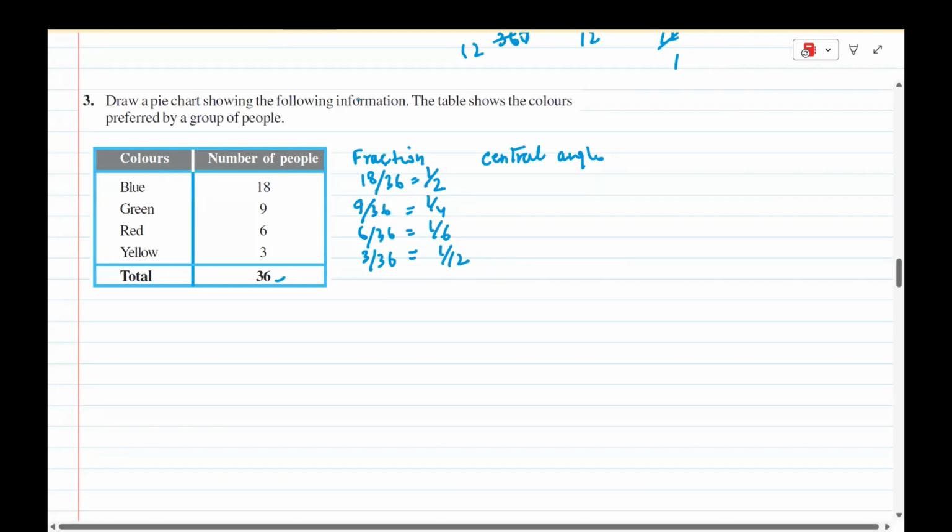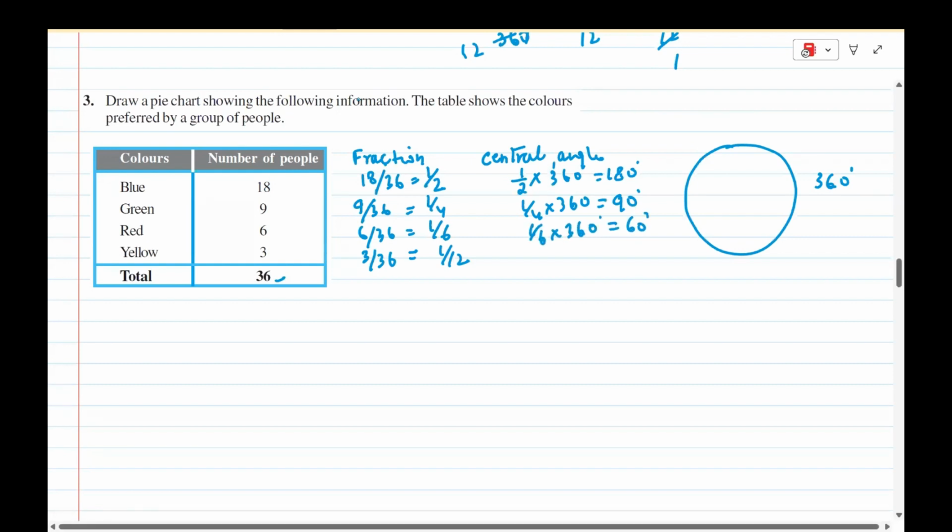Central angle, as I said, for a circle, the total angle is 360 degree. So we have to use this as a whole. So 1/2 of 360 degree, which is 2 ones are 2, 2 eights are 16, 180 degree. Then 1/4 of 360, which is 4 nines are 36, 90 degree. Then 1/6 of 360 degree, which is 60 degree. Like that you can calculate. And 1/12 of 360 degree, which is 12 threes are 36, 30 degree. Correct?